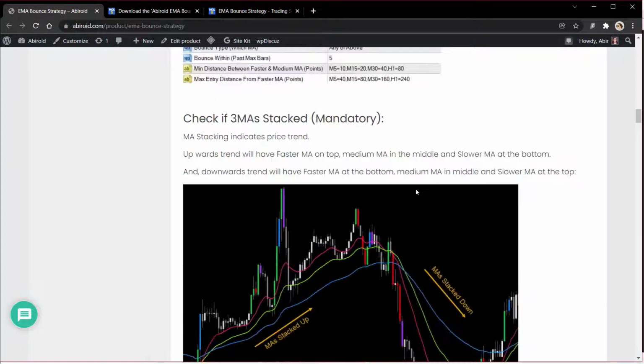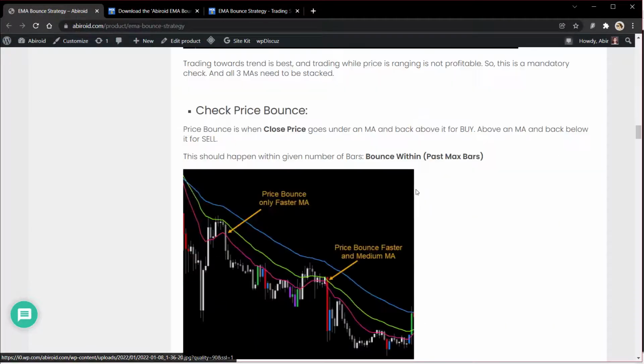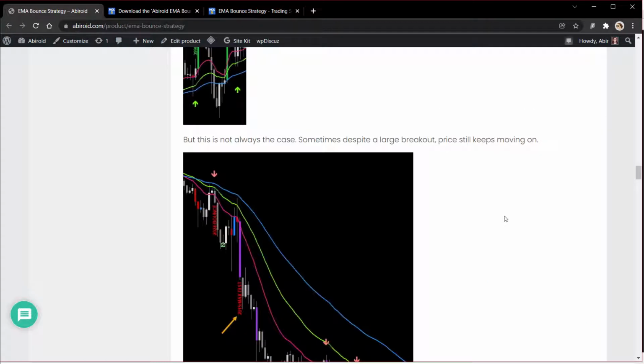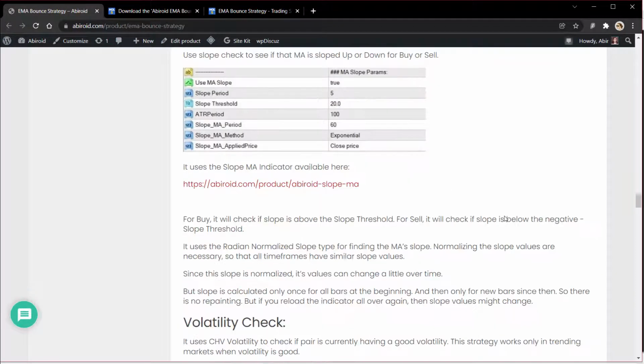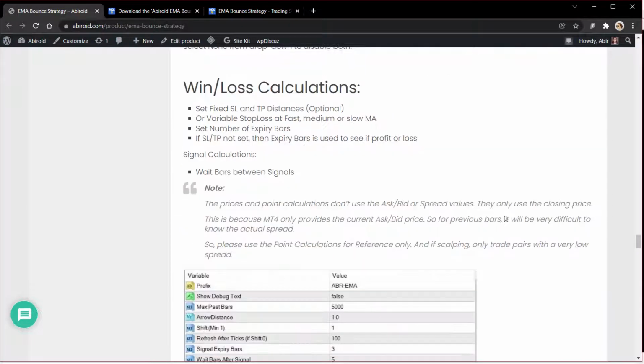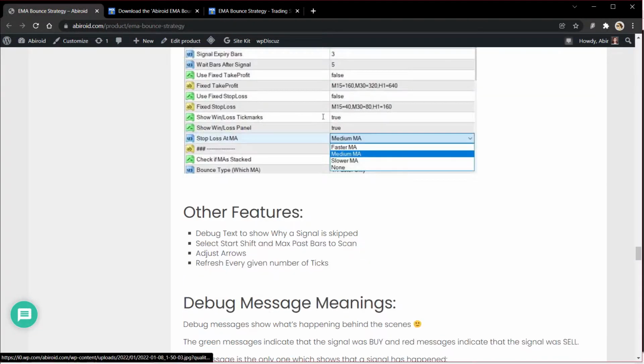All of these settings are explained, and all of these strategies are explained in much greater detail on my product page. So you can go through these, and you can also go through these win-loss calculations, exactly how it is calculated for fixed stop losses versus these variable stop losses.